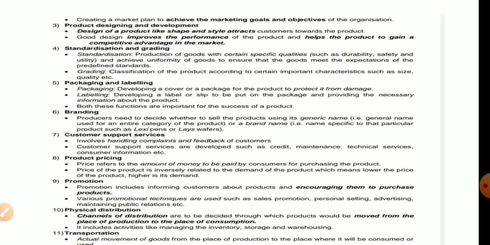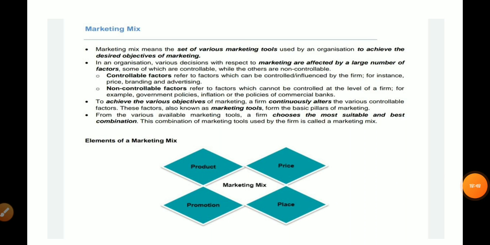Okay, so these are the functions of marketing. Now we discuss the marketing mix. Marketing mix means a set of various marketing tools used by the organization to achieve the desired objective of marketing. All the sellers have some objectives in selling their products, their goods and services. So the desired objective can be achieved by the marketing mix. Okay, it is also called the 4 P's.